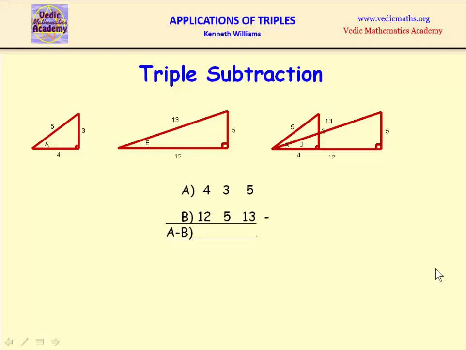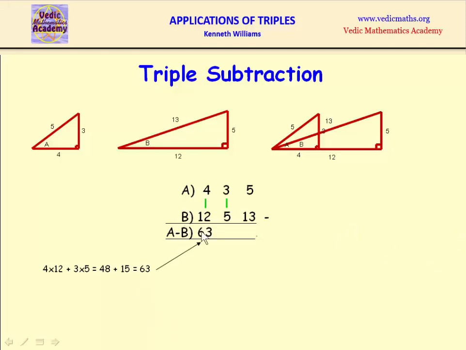Well, you'll remember the pattern for adding triples, and this is the same pattern. The only difference is that the signs are opposite. So we multiply vertically in the first two columns and add. We have 4 times 12 plus 3 times 5, which is 48 plus 15, which is 63. So the first element is 63.